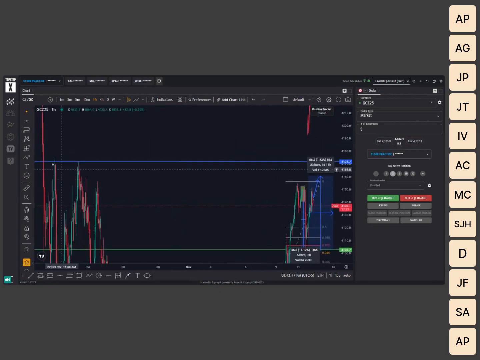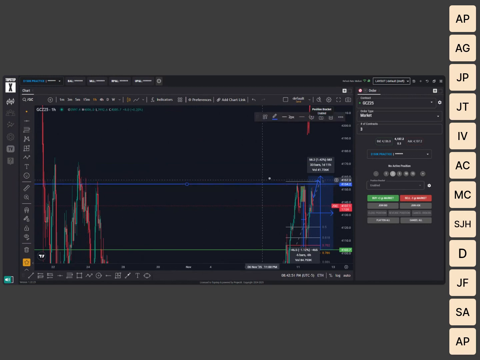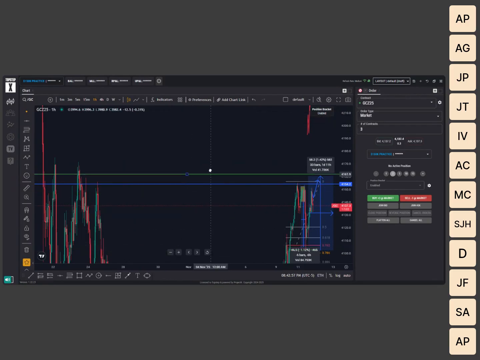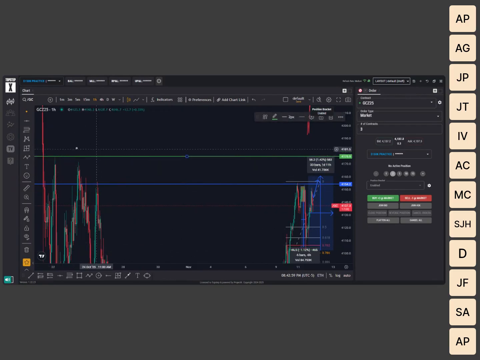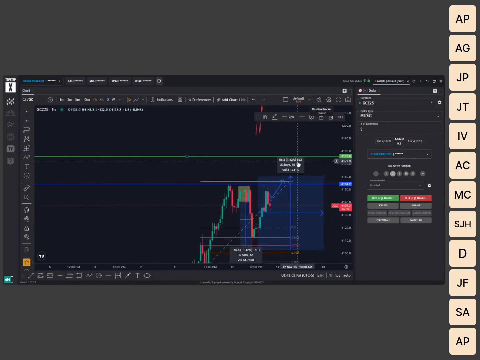I mean, we're wicking up crazy right here. Like it's time to sweep this out, right? After we hit this target, this would be my next target. Let's take out these highs too. But yeah, I wouldn't expect something like that to form until a few hours from now.